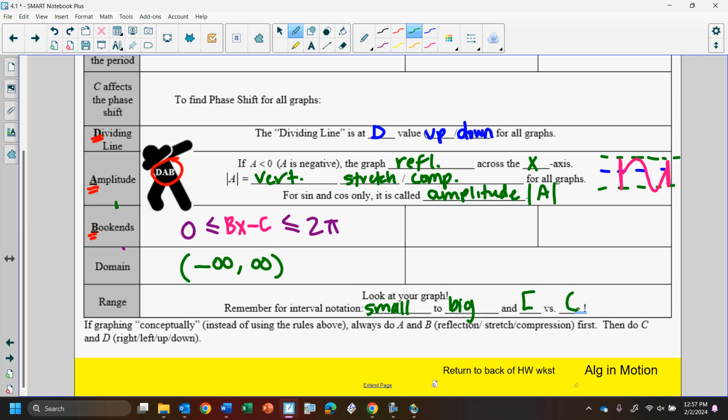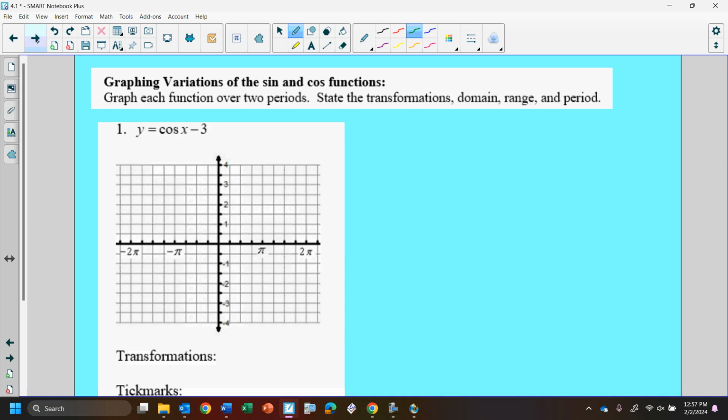All right? All right. So let's take a look at this first example here. We're going to try to do the DAB process on this equation. This is on the back of the white notes page. All right. Looking at that equation, it's cosine of x minus 3. It's a cosine graph. What kind of transformation does it have? This minus 3 is, say it again, down 3. Yeah, that's a D value. Does everyone agree? It's going to go down 3.